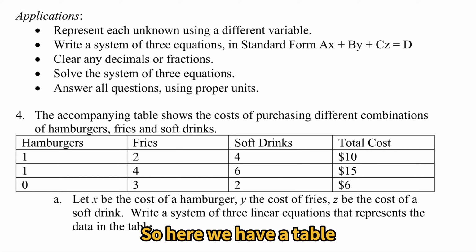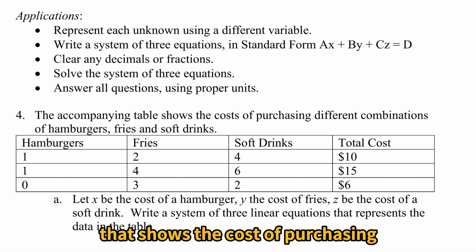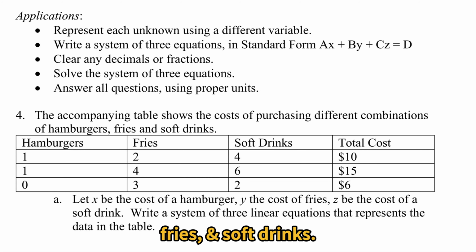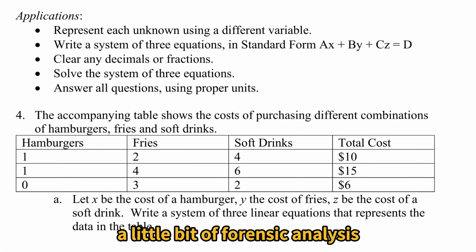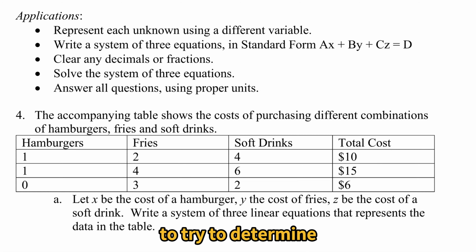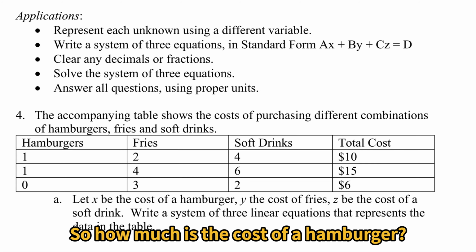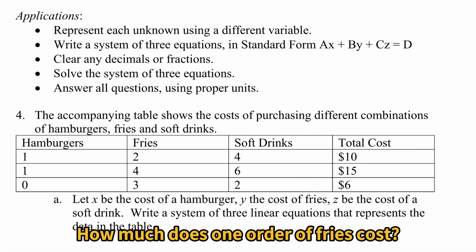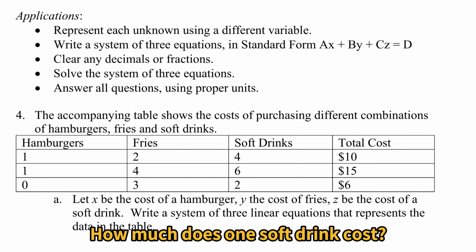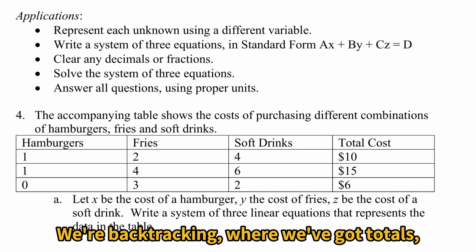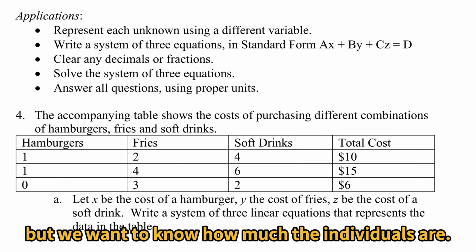So here we have a table that shows the costs of purchasing different combinations of hamburgers, fries, and soft drinks, and we're going to do a little bit of forensic analysis to try to determine how much each of those items actually costs as an individual. So how much is the cost of a hamburger? How much does one order of fries cost? How much does one soft drink cost? We're backtracking. We've got totals, but we want to know how much the individual items are.